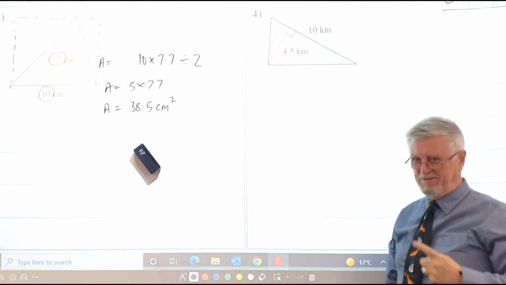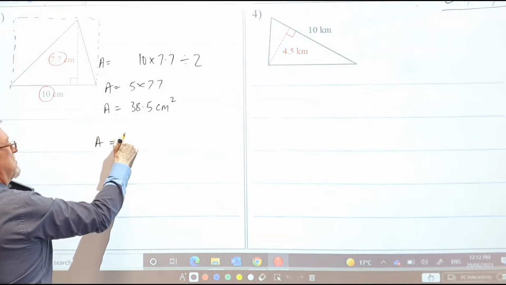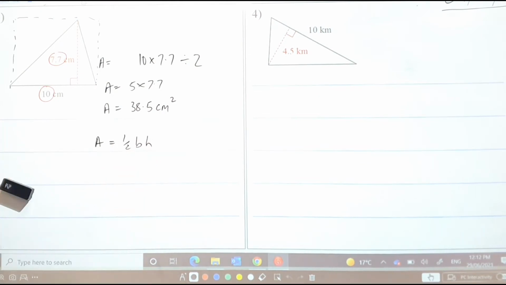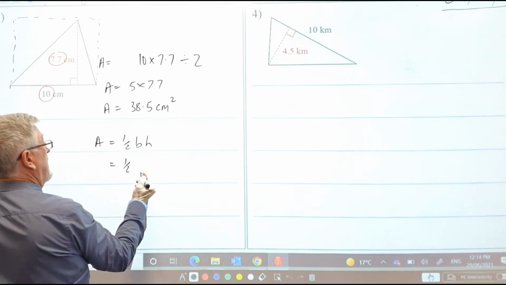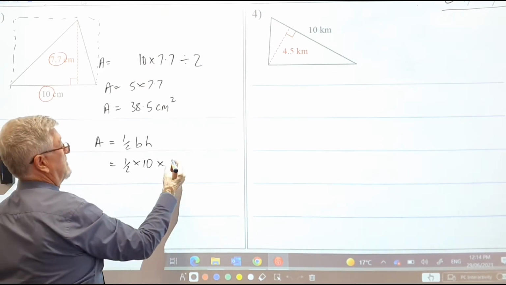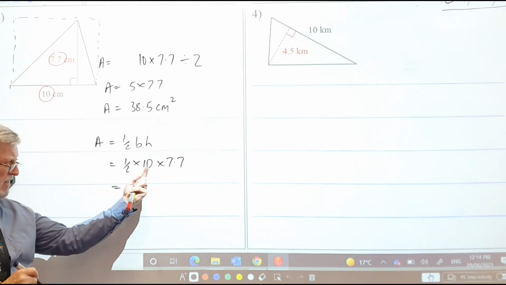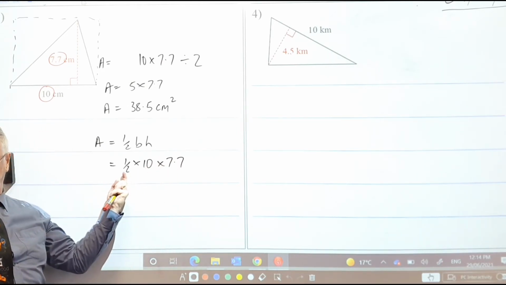Now, here's some students. This might be you. Some students just memorise a formula and they put the right numbers in the right place. So if I had the half there, what's between the half and the b? In algebra, when we write two letters or a letter and a number together, it's a times in between. Which one's the base? 10. And the height is? 7.7.